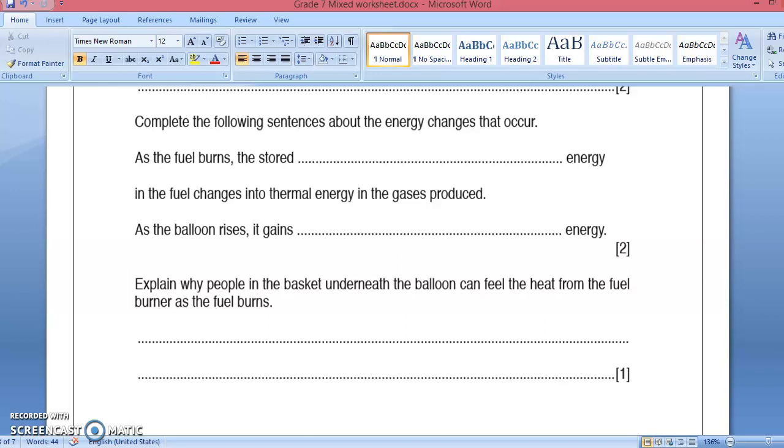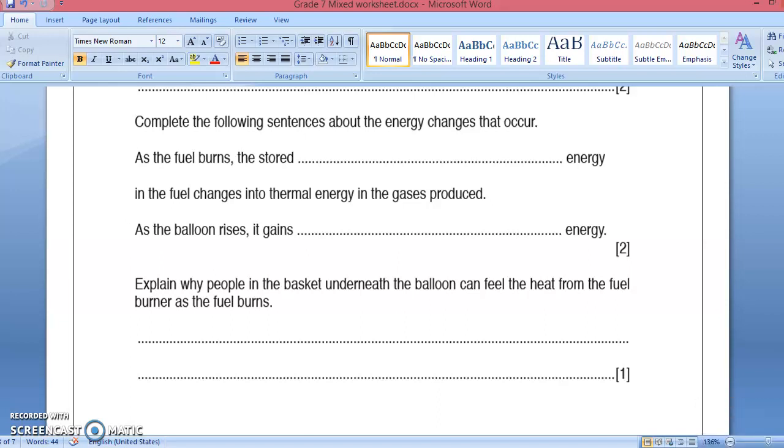How can they feel? Because anything that is hot will radiate. Yes, any hot object also gives out infrared radiation. So you can just write because there is transfer of heat by radiation, or you can also say that infrared radiation is given out.